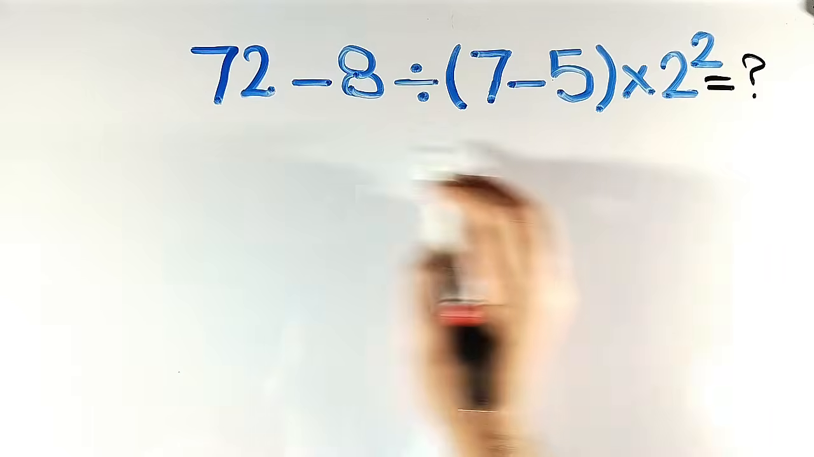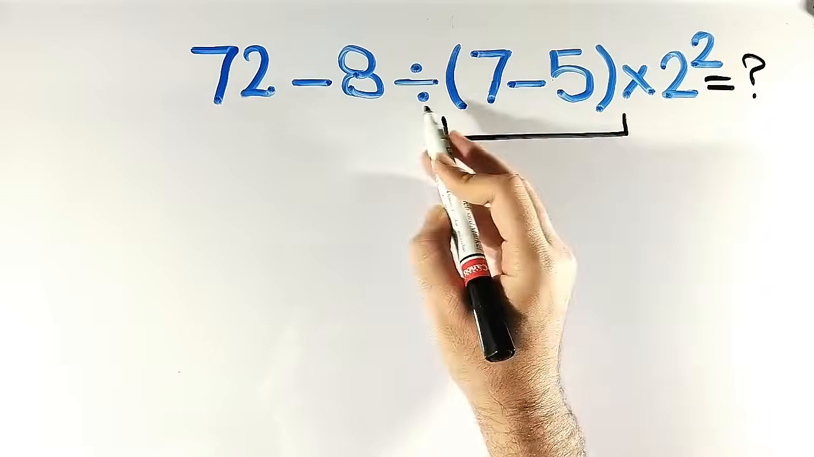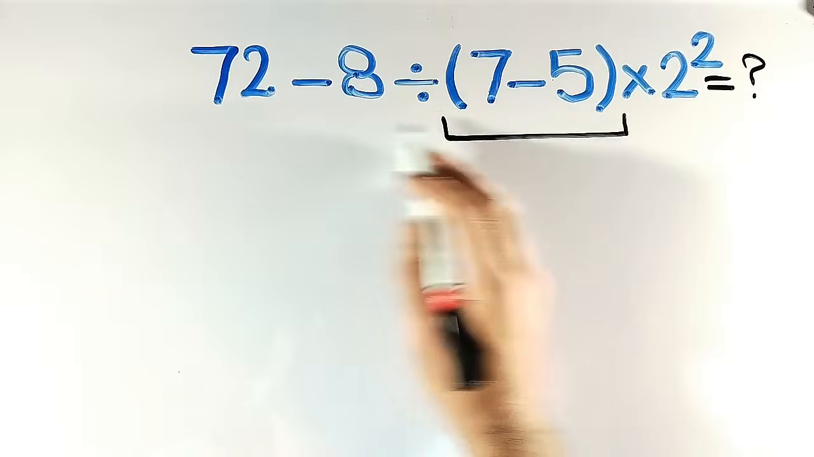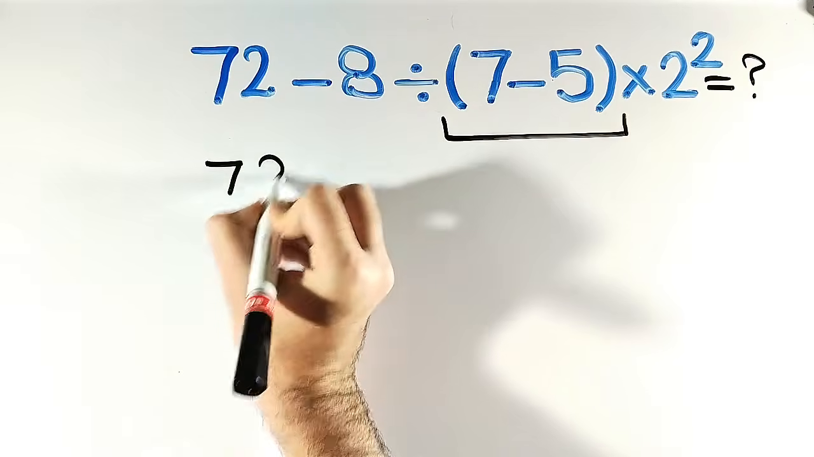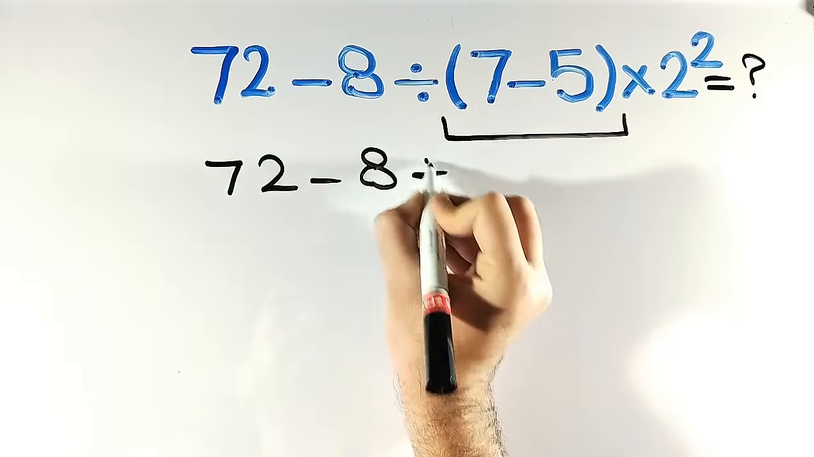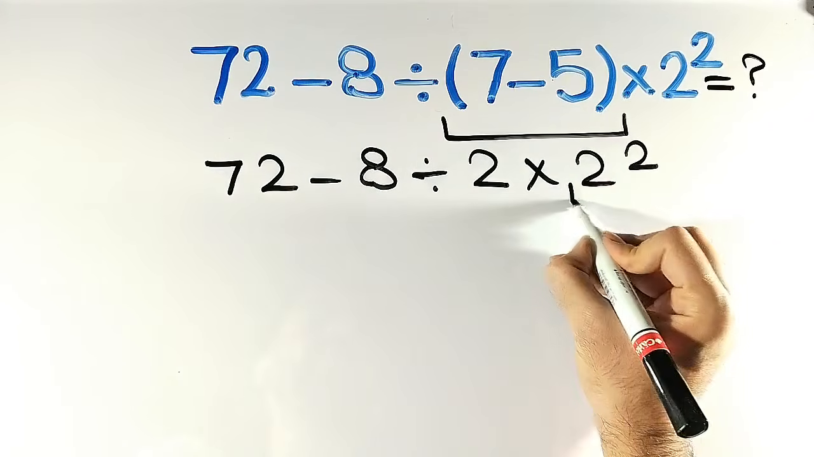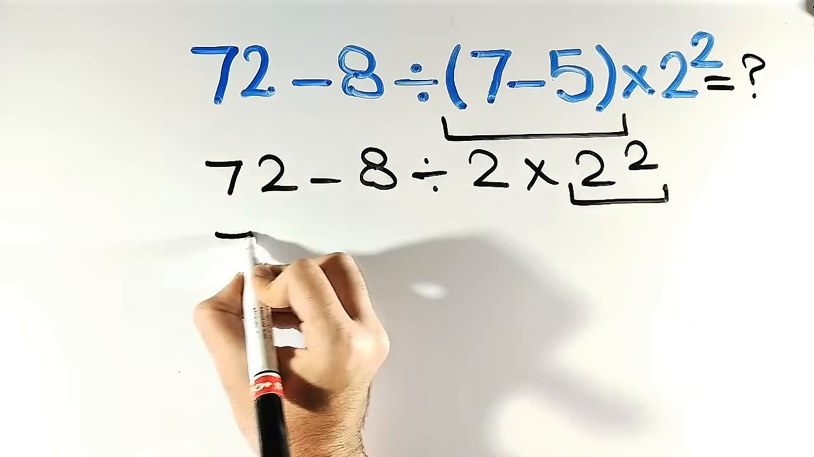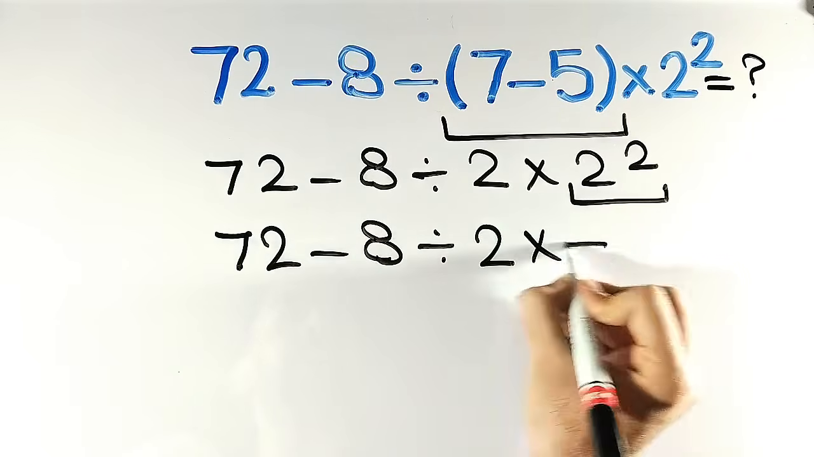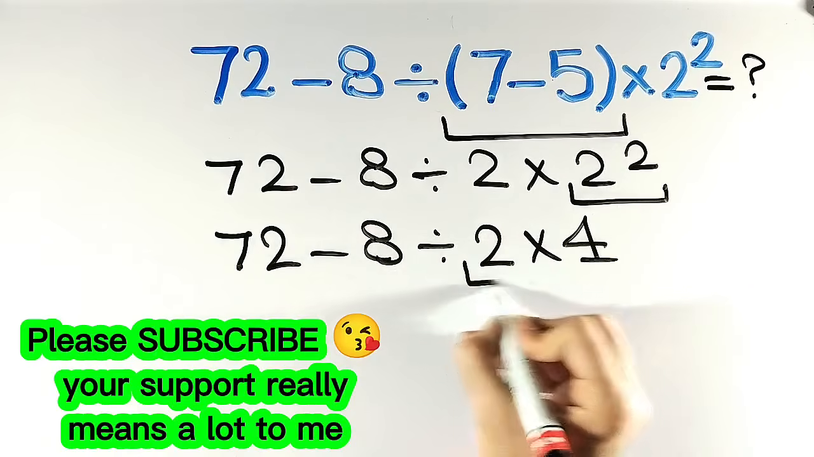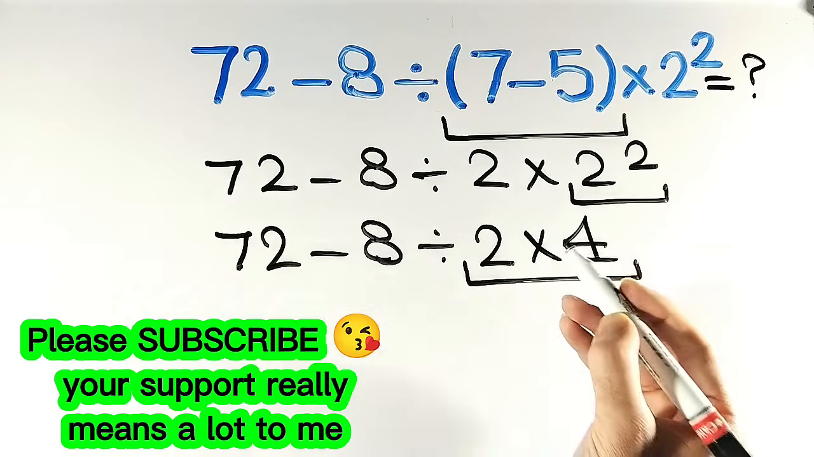Also, some other people, when solving this question, first go for the expression inside the parentheses because they believe parentheses have a higher priority than the other operation. So, instead of this expression, they write 72 minus 8 divided by 2 multiplied by 2 squared. And the next step, they go for the exponent and write this expression as 72 minus 8 divided by 2 multiplied by 4.